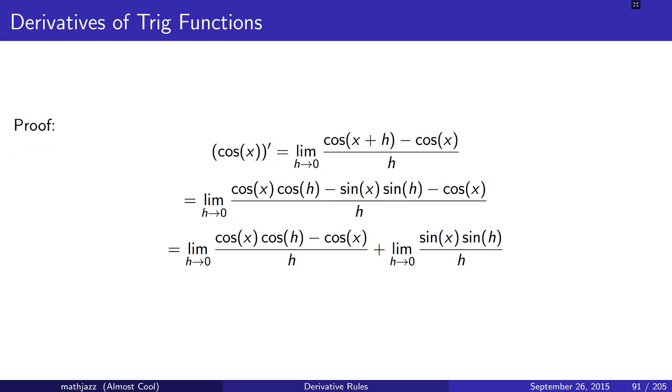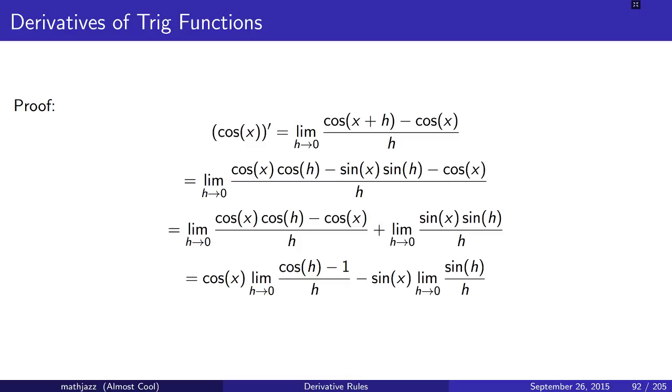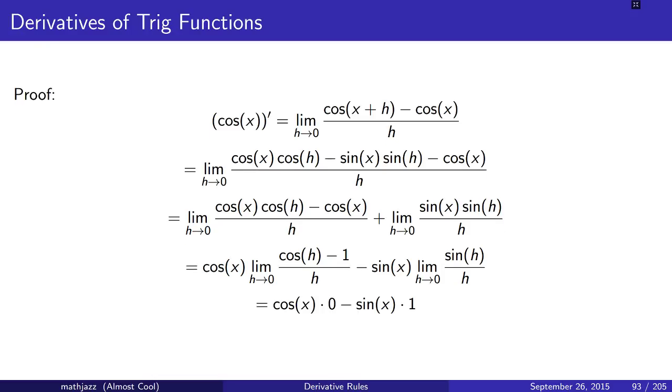And then we'll split the fraction, and we will factor out cosine of x and sine of x, and we're left with two limits that we already know, the same limits that we had last time. So we get cosine of x times 0 minus sine of x times 1, which leaves us negative sine of x as the derivative of cosine of x.